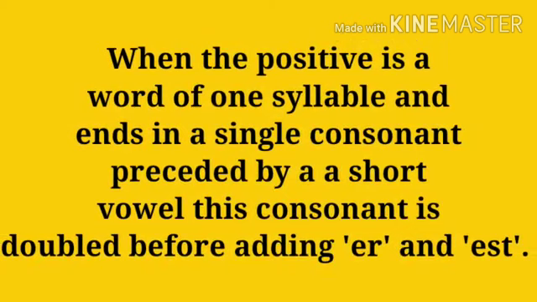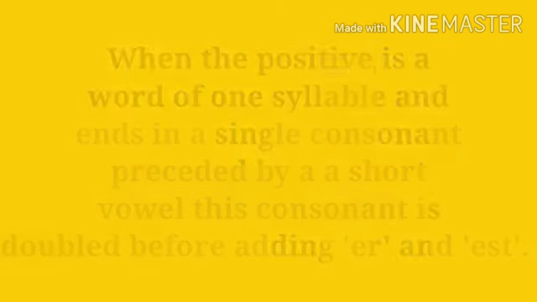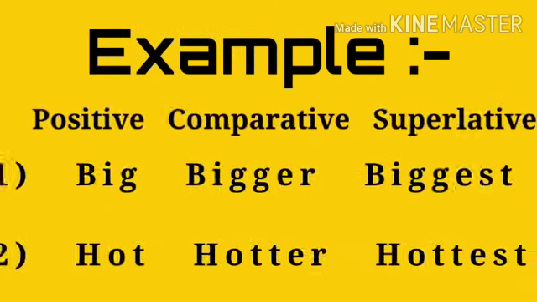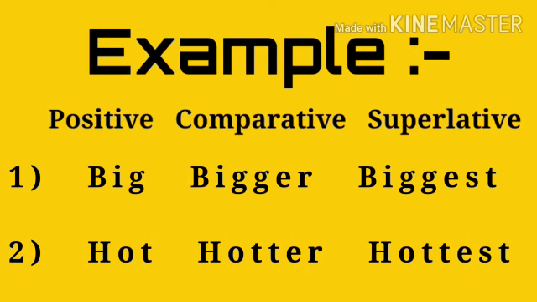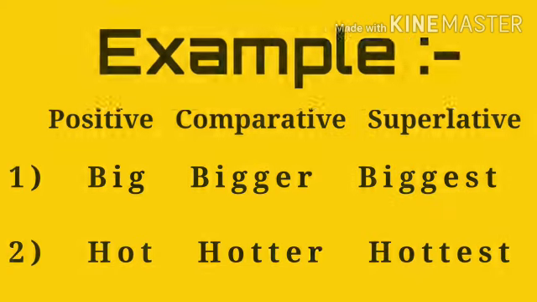When the positive is a word of one syllable and ends in a single consonant preceded by a short vowel, this consonant is doubled before adding er and est. For example, big, bigger, biggest. Hot, hotter, hottest. In this example, what we have seen is that the consonant is being doubled. Okay, right, children? Now see the next one.